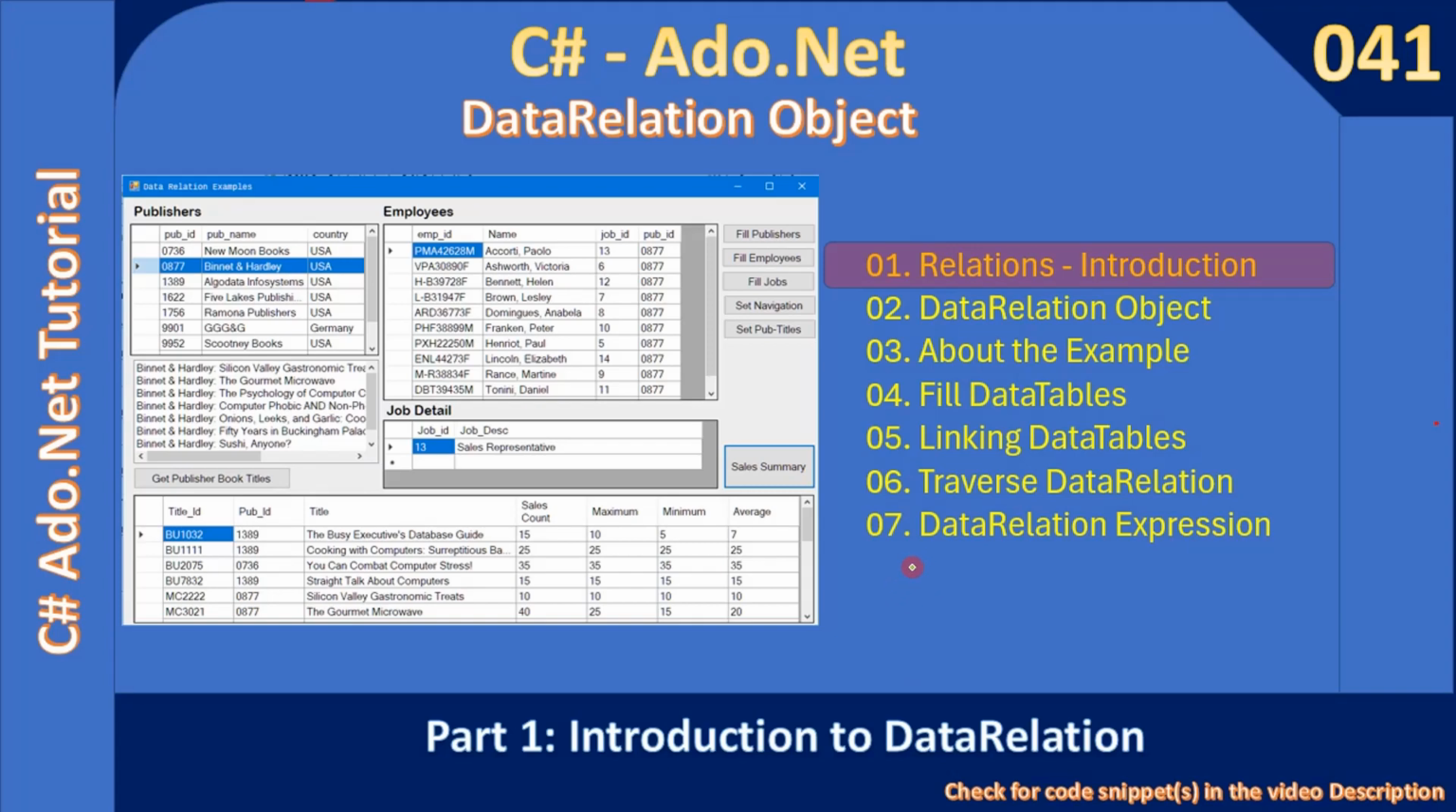In the last sub-series, we talked about the ADO.NET constraints. Now we will see how to use data relation object to establish parent-child relationship between the data tables. In this first video, we will get introduced to data relations. And in the next video, we will talk more about the data relation object.